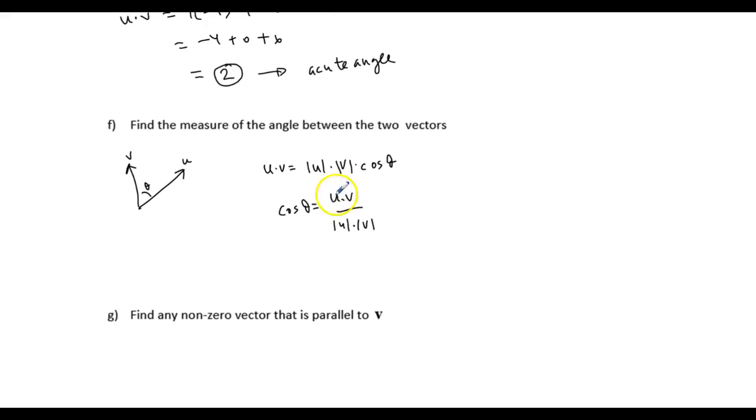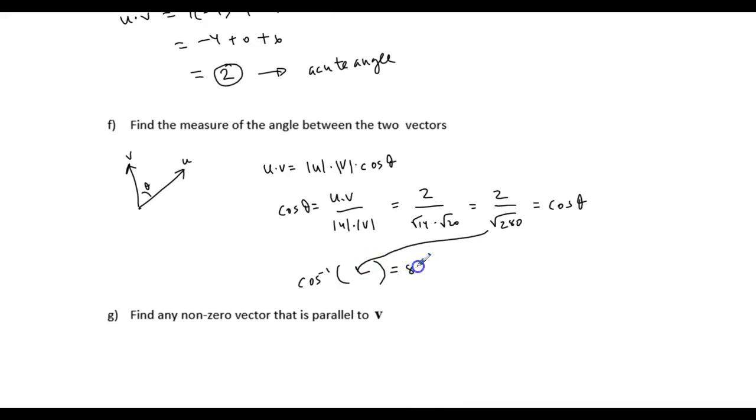Now, we have all these pieces from prior problems here. The dot product from the prior problem is just 2. We know the length of v is the square root of 14. The length of u is the square root of 20. And that would be 2 divided by the square root of 280, cosine of theta. And then if you just do cosine inverse of that, you'll get 83.1 degrees is the angle between them.